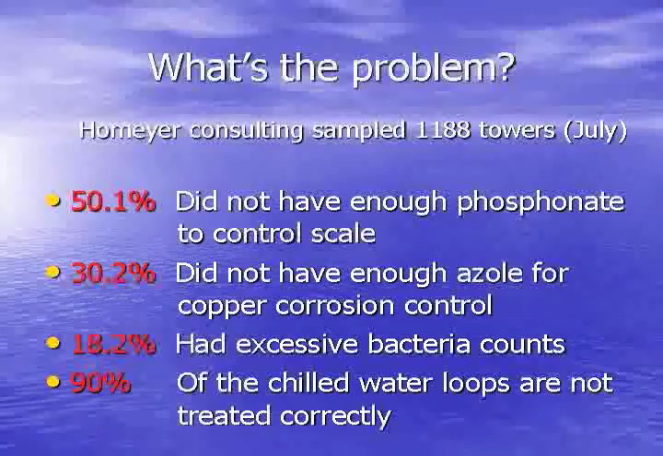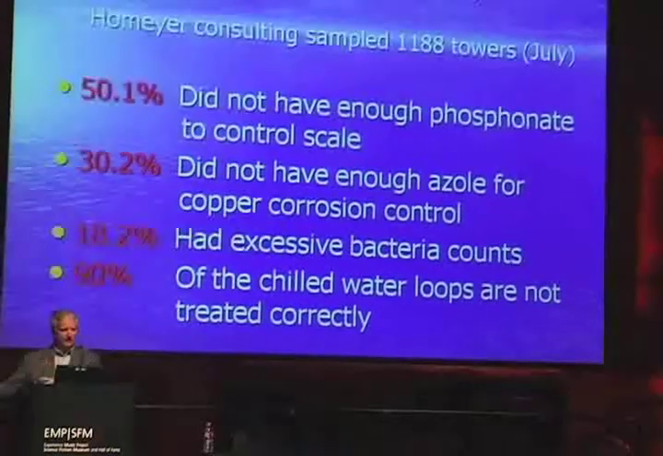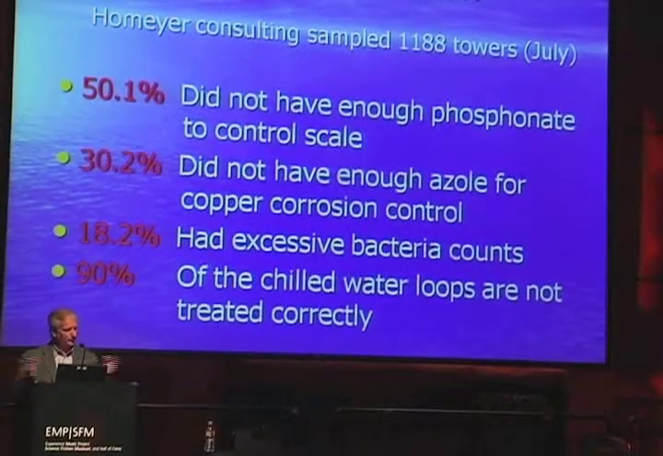Okay, so what's the problem that we see out there with water treatment? Well, from January to July, we tested 1,188 cooling towers, okay, in our labs. 50% didn't have enough phosphonate for scale control. 30% didn't have enough azole. 18% had excess bacteria counts. 90% of the chilled water loops did not have the right chemistry. That's not good. The technology is here. The automation is wow. Then why are we not implementing this program very well?